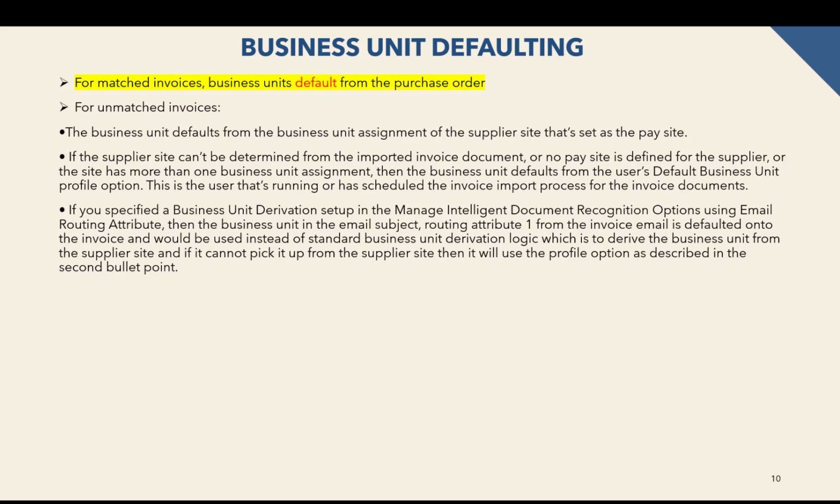If a specified business unit derivation is set up in the manage IDR options using email routing, then the business unit in the email subject routing attribute 1 from the invoice email is defaulted onto the invoices and used instead of the standard business unit derivation logic, which is to derive the business unit from the supplier site. And if it cannot pick it up from the supplier site, then it will use the profile option, as we said before.